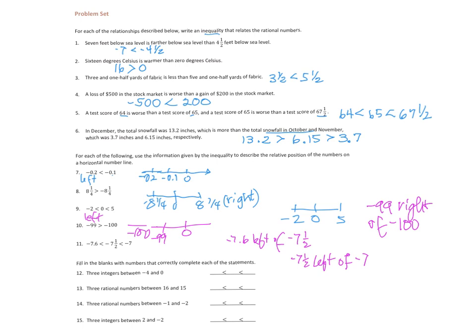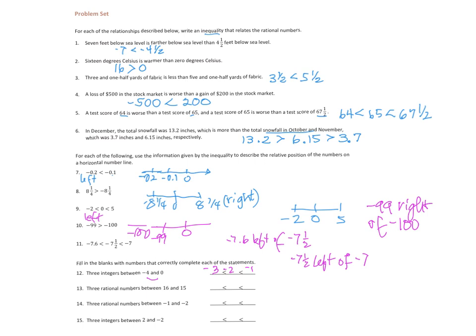But anyway, okay, here we come to that part. We have 3 integers between negative 4 and 0. So it's got to be someplace in between here. So I could say negative 3, negative 2, and negative 1. And I'm just doing integers, so they're whole numbers.